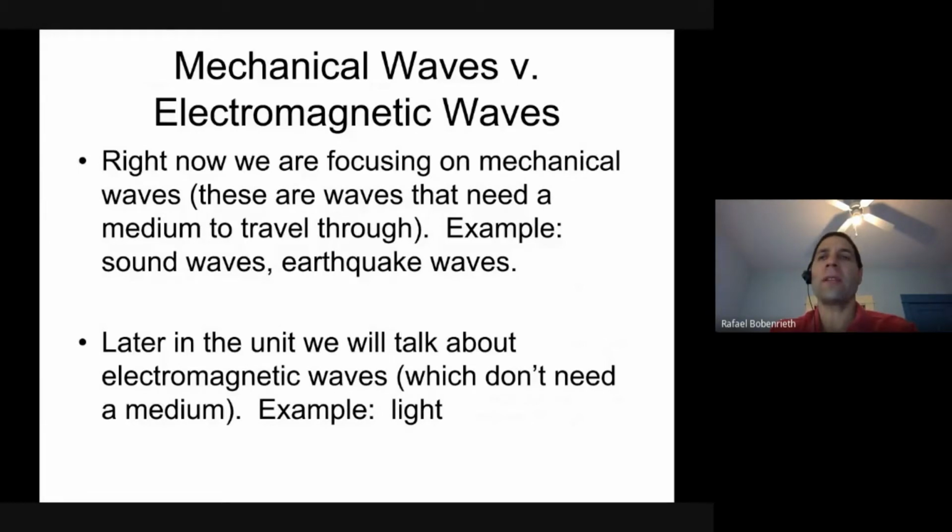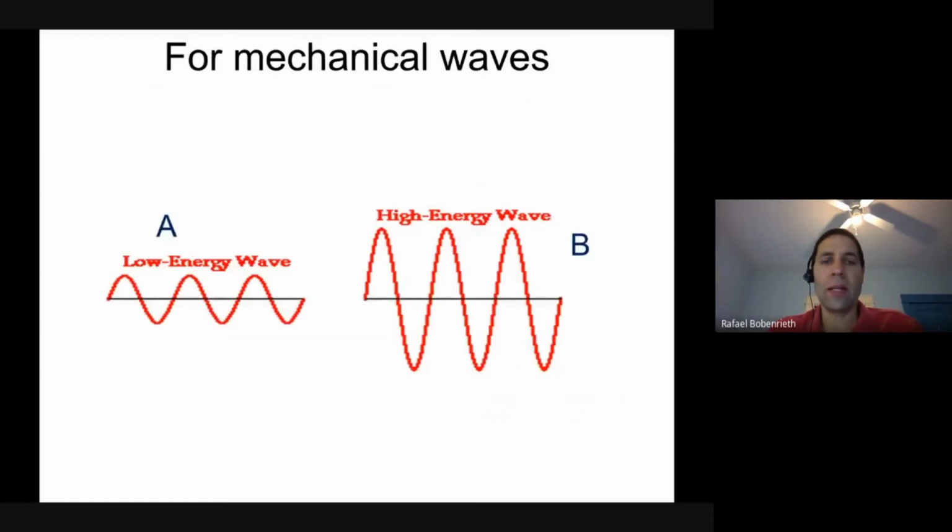Electromagnetic waves are different in the sense that they don't need a medium to travel through. The most common example, the most visceral example we have of electromagnetic waves are those waves that we call light, basically in that part of the electromagnetic spectrum which our eyes can detect. So just keep in mind, sometimes it's important to make that distinction, and I'll try and do that as we head along here, mechanical versus electromagnetic. Okay, with that in mind, let's talk about something with mechanical waves.